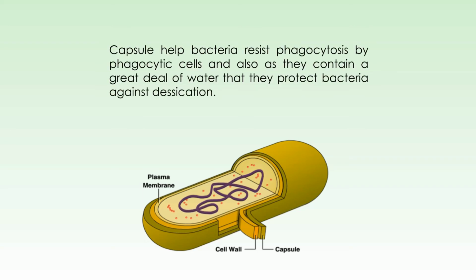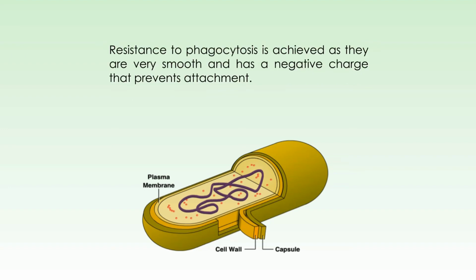Capsule helps bacteria resist phagocytosis by the phagocytic cells, and also they contain a great deal of water that protects the bacteria against desiccation. Resistance to phagocytosis is achieved as they are very smooth and have a negative charge that prevents the attachment. For some bacteria, capsules serve as the major virulence factor.